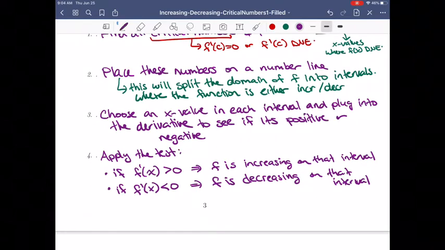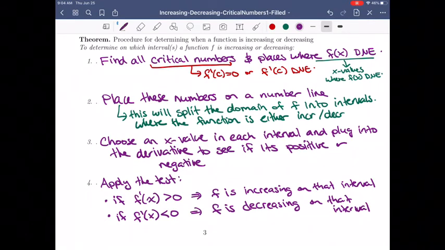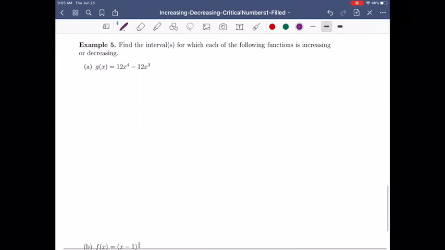So that's the idea. We want to take the derivative, find its critical numbers, so set it equal to 0, figure out what x values make it 0, what x values make it not exist. Make sure to think about the domain of f. Those points that are not in the domain should also be included. Place these numbers on a number line. Pick an x value in each interval. Plug it into the derivative to see if the derivative is positive or negative, and then use the test to tell if that means it's increasing or decreasing. So let's just do a couple of examples here.